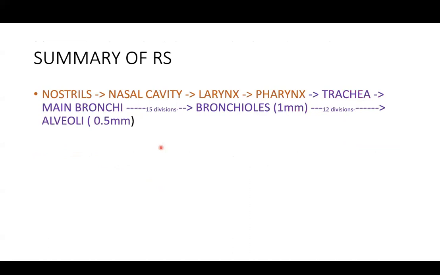Okay, so we have a quick summary now, so we can recollect our thoughts. How does the structure go? When you breathe in, air goes from the nostrils to the nasal cavity, to the larynx, to the pharynx, to the trachea, to the main bronchi, and then the main bronchi divide 15 times, I mentioned it here, 15 times, and become bronchioles. Bronchioles are 1 millimeter in diameter, and then these bronchioles divide 12 times, and they become alveoli. That's everything that we mentioned in a summary here. Okay, we're gonna move to the next slide.